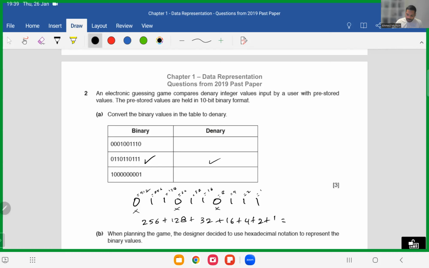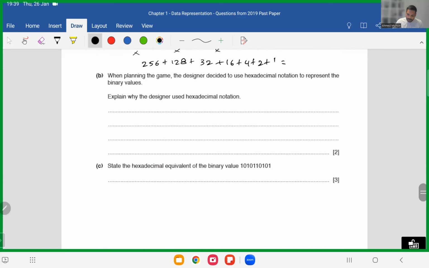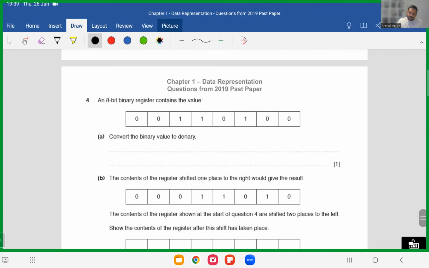Just one more question we'll try and do. State the hexadecimal. We haven't done this yet. An 8-bit register contains the value. So this is the value. Convert the binary value into decimal. Very simple. Again, give it its position values, which is 1, 2, 4, 8, 16, 32, 64. We don't need to worry about the zeros. Now we only focus on the ones. Where are the ones? We take 32 plus 16 plus 4. That's it. So you would have 52.